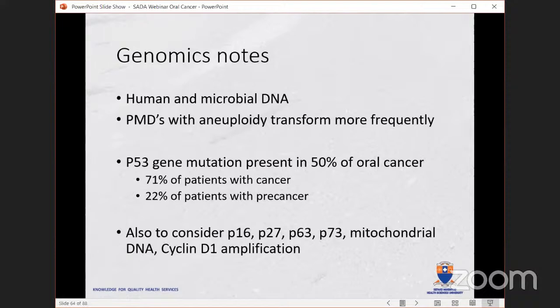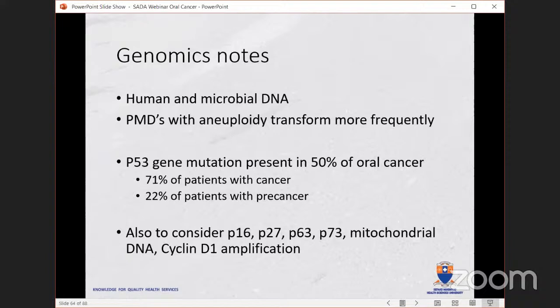DNA aneuploidy was found to increase the frequency of malignant transformation of all potentially malignant disorders and is recognized to be linked with advanced stages of cancer. And hereafter, it may help in forecasting the longevity of cancer. Mutations in P53 genes are present in more than 50% of all primary oral squamous cell carcinomas and are seen in the advancement of pre-invasive to invasive cases.